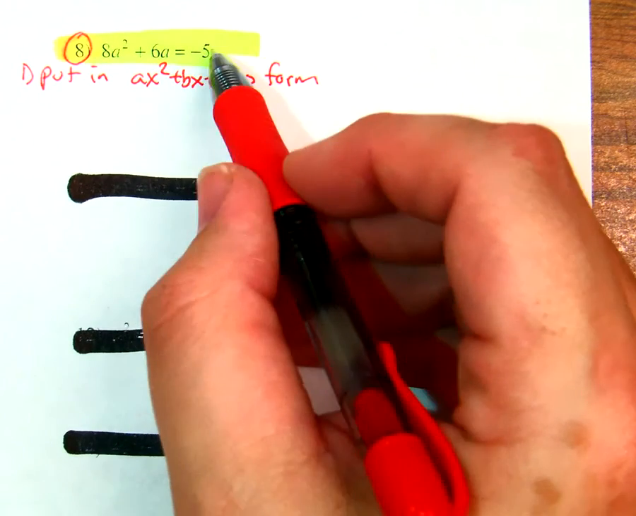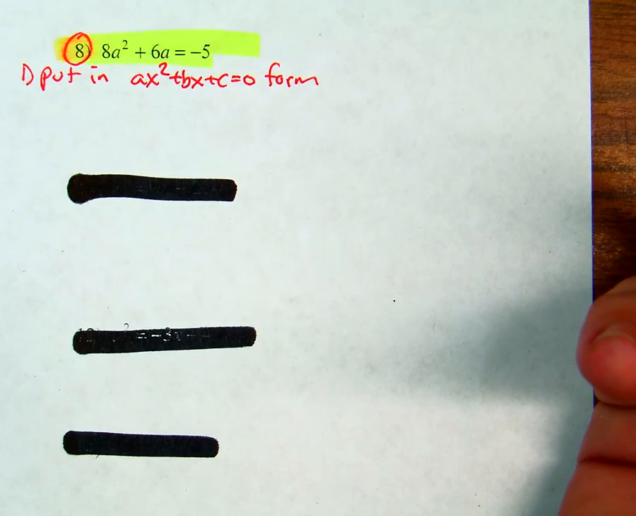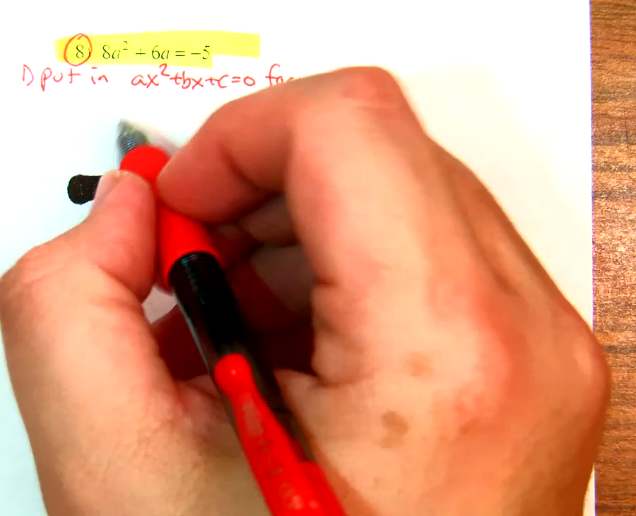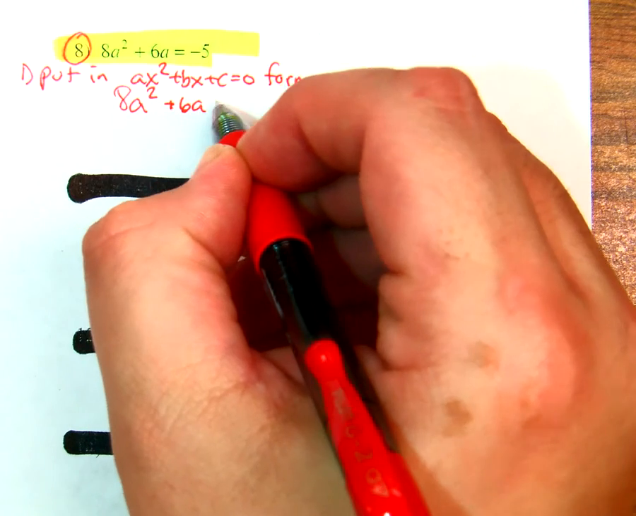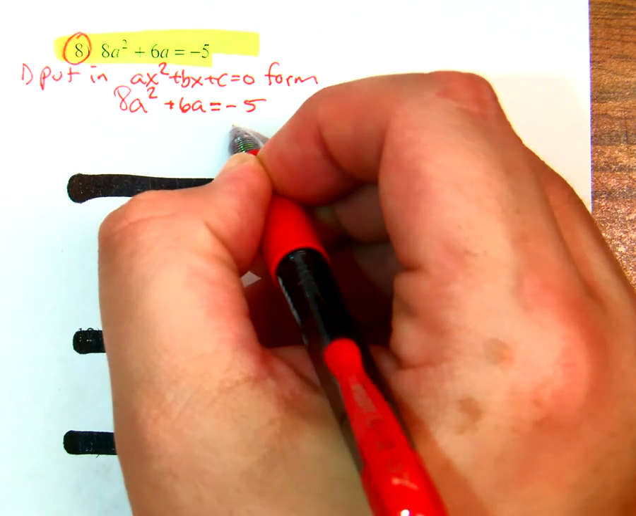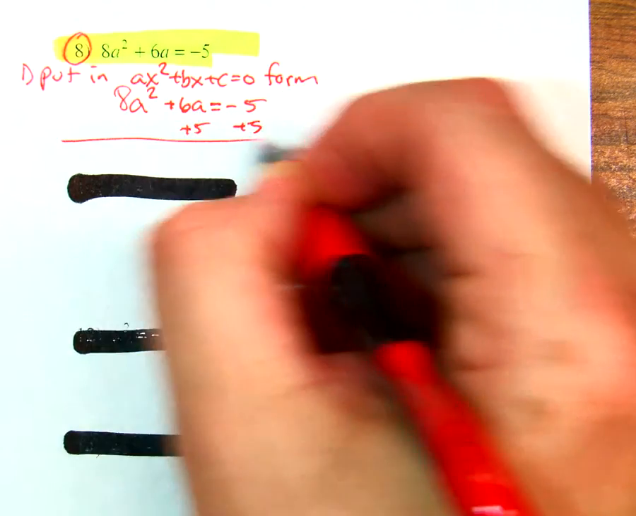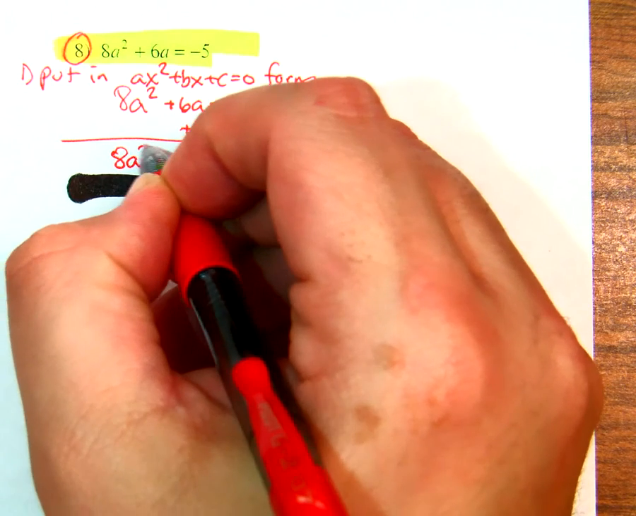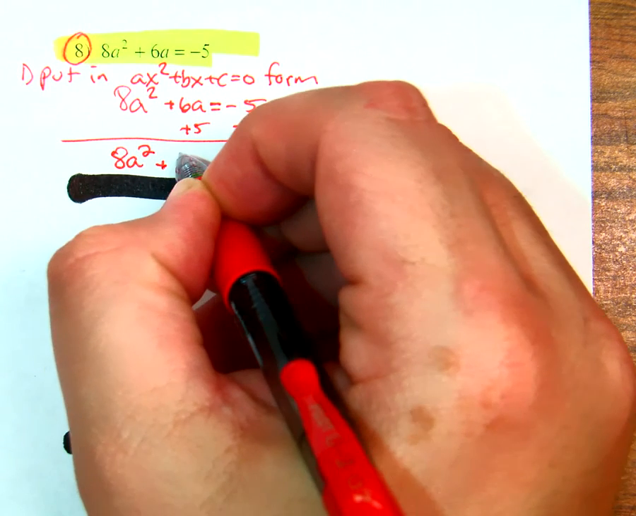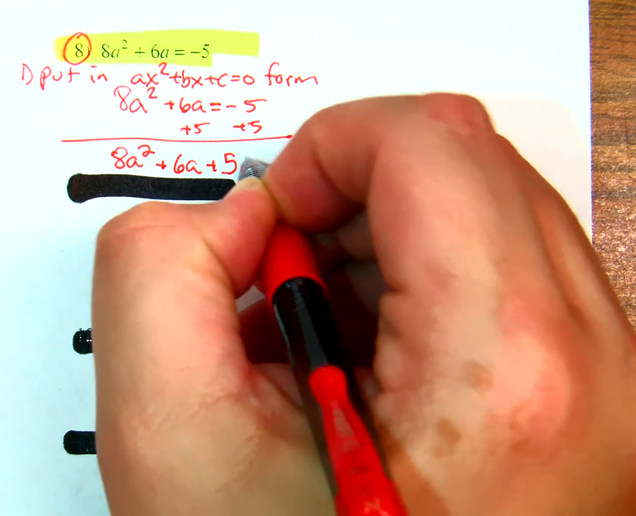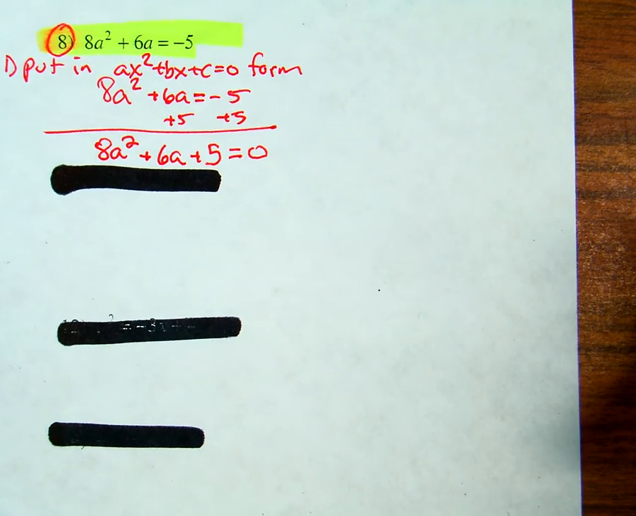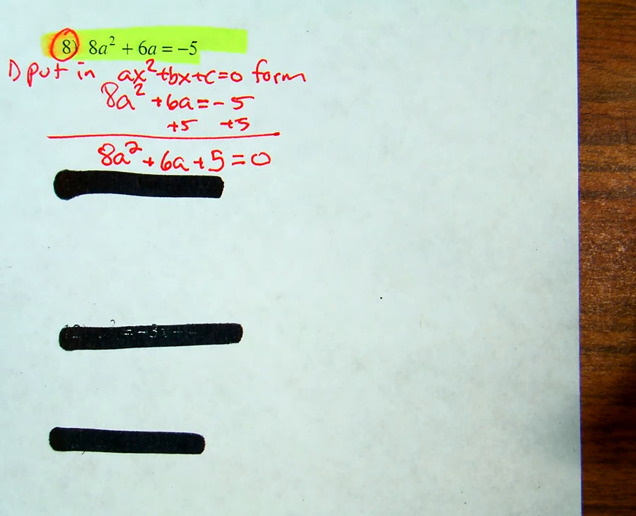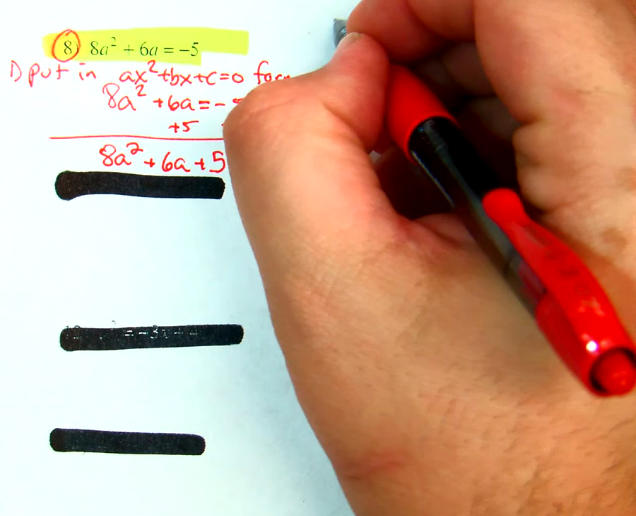No. So the first thing I need to do is take 8a squared plus 6a equals negative 5 and add 5 to both sides. By doing that, I'll get 8a squared plus 6a plus 5 is equal to 0. And since this worksheet says don't even try to factor, use the quadratic formula, I need my a, my b, and my c. You might want to leave a little bit of space.